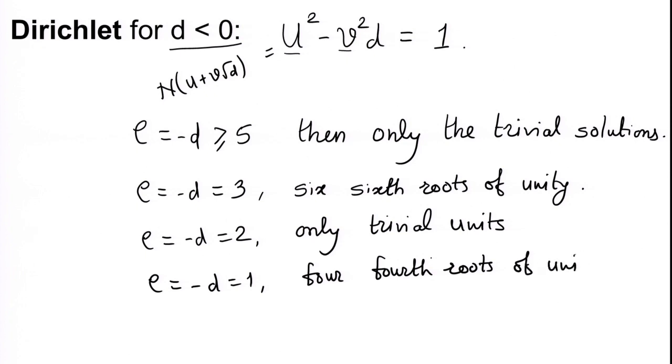So, in all these cases we see that the group is finite. Here we have that the cardinality is 2, here it is 6, here it is 2, and here it is 4. In all these cases we can actually write down the explicit group of units, and therefore we have a very easy proof for Dirichlet's theorem in the case of the quadratic fields.